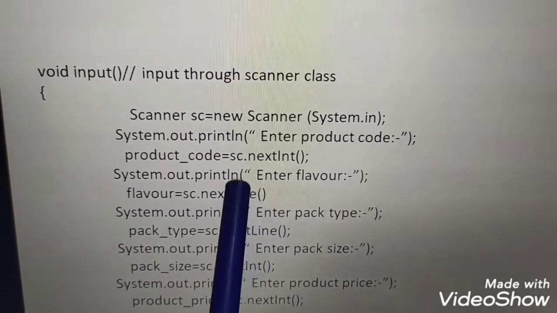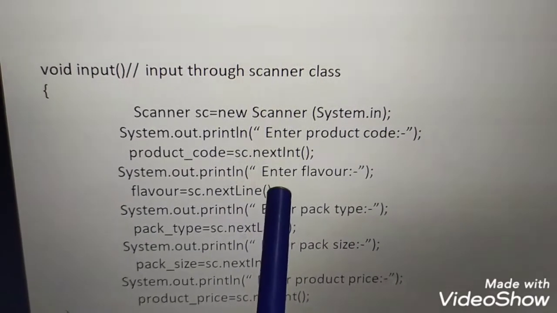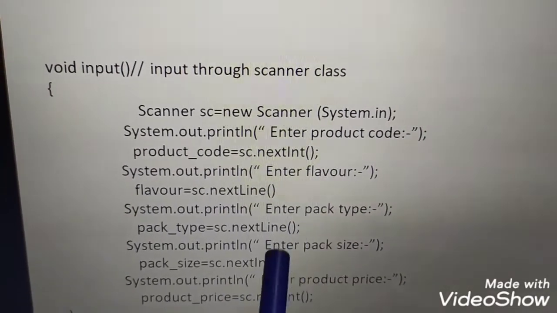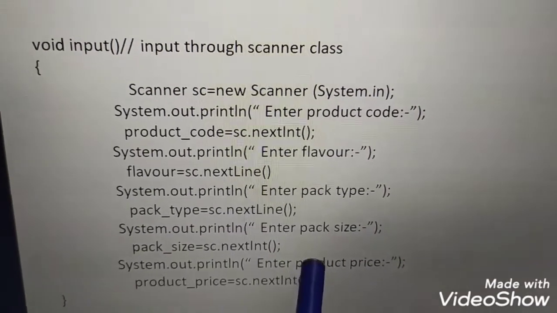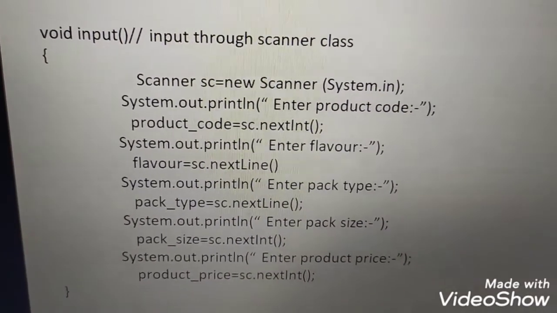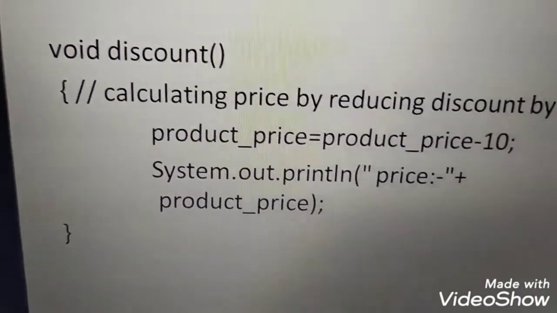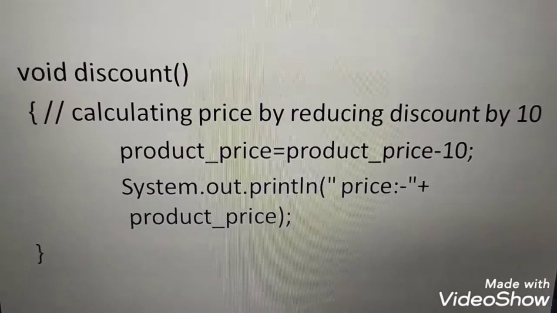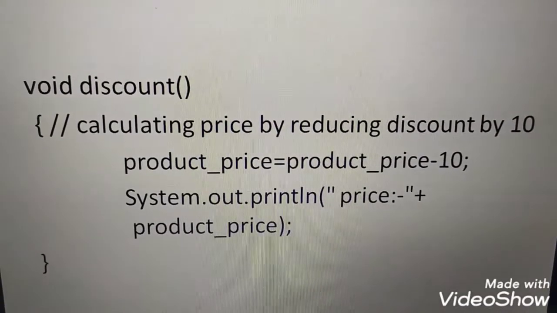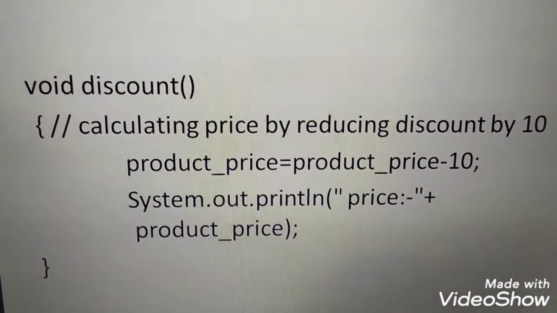These are all the syntax. Okay. I think all of you understood that it is next int for integer and next line for string. So enter the pack type, enter the pack size, enter the product price. All these are input. After that, where does it go? It goes to the discount part, and the discount part is the same: the product price will be reduced by 10, so it is minus 10, and the product price is displayed here.